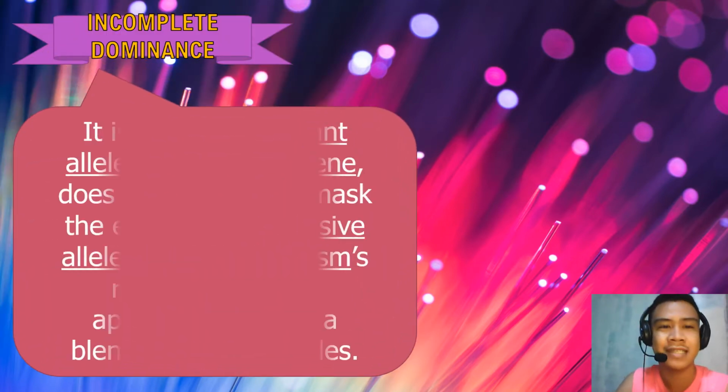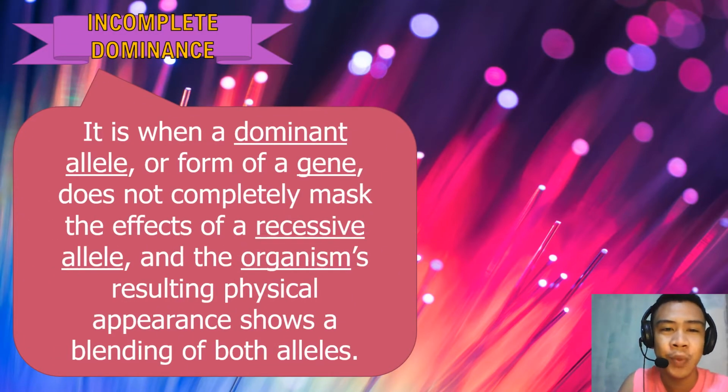It states that it is when a dominant allele or form of a gene does not completely mask the effects of a recessive allele, and the organism's resulting physical appearance shows a blending of both alleles. Blending is the key word for incomplete dominance. Incomplete dominance is an important concept in the study of genetics.